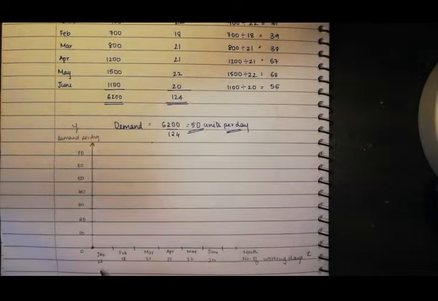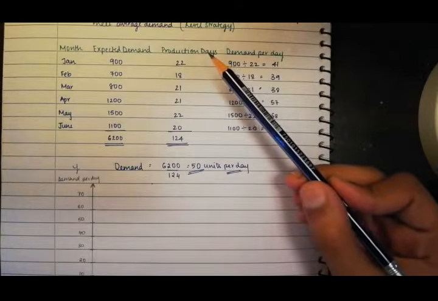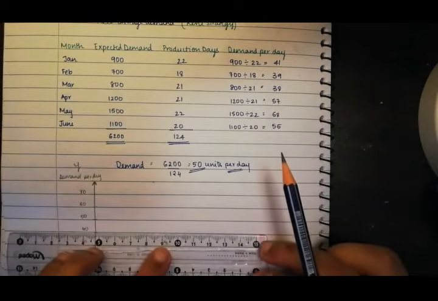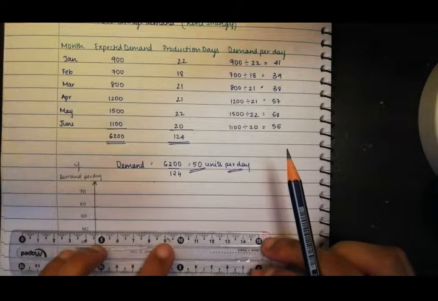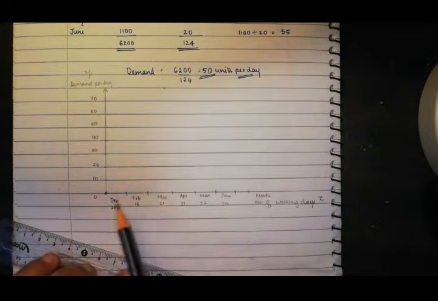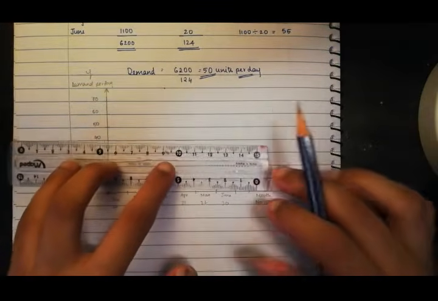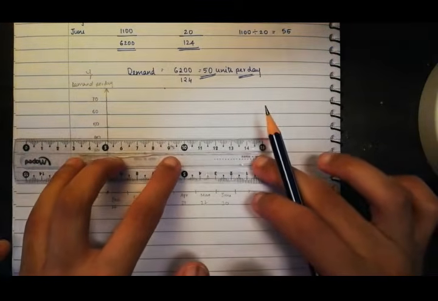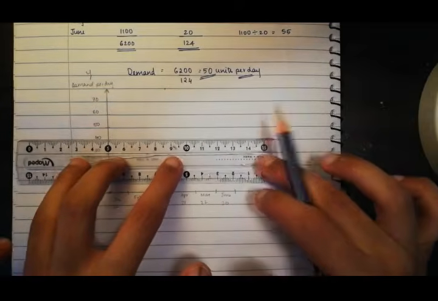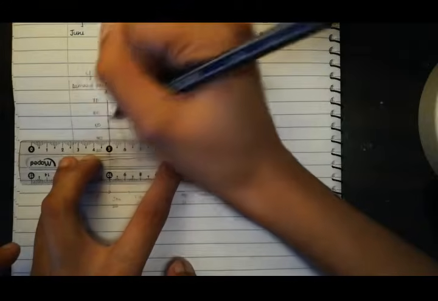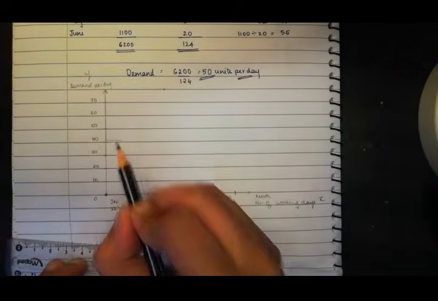So for Jan, we are producing for 22 days, and we are producing 41 units per day, right? So we go up here. So we go a little forward. You need to know that from the origin to here is January. So we are going to produce 41 units. Just going to go up here, a small bit, and there we go. That's for Jan.